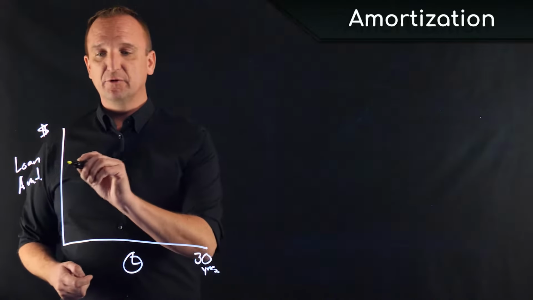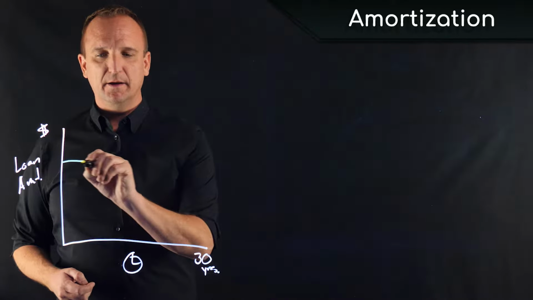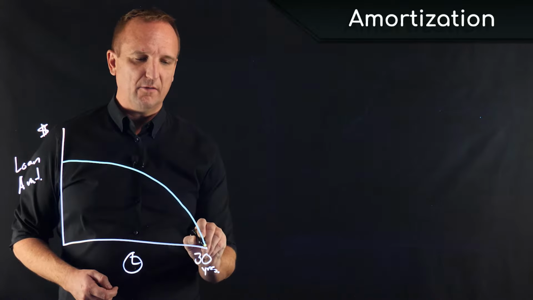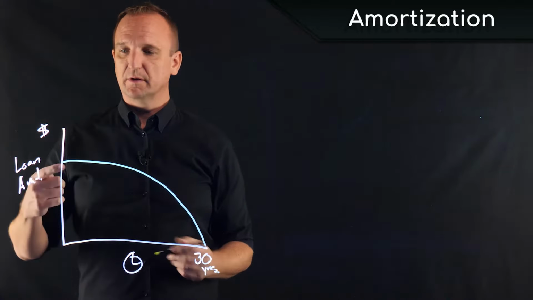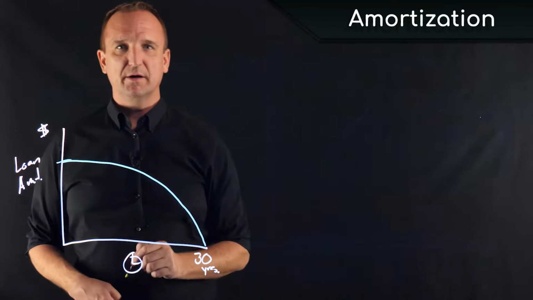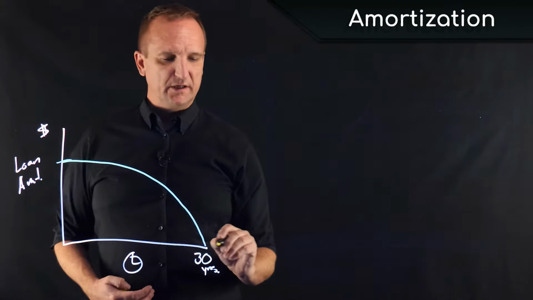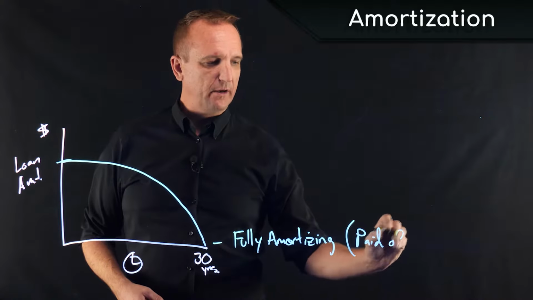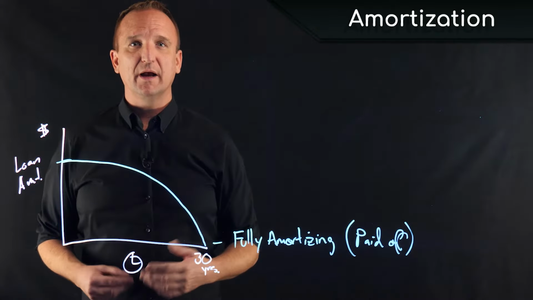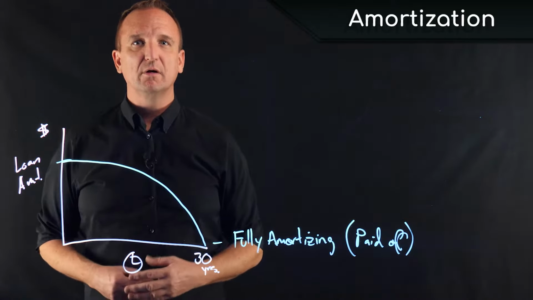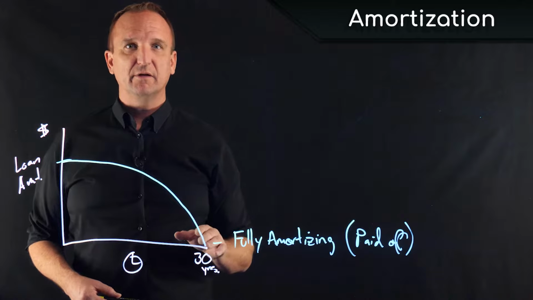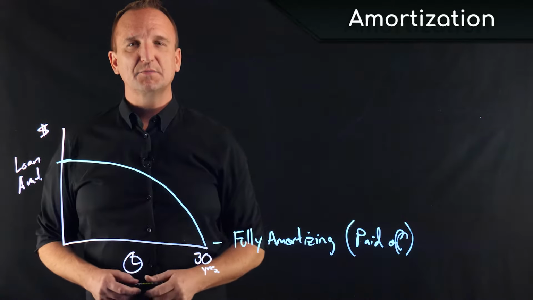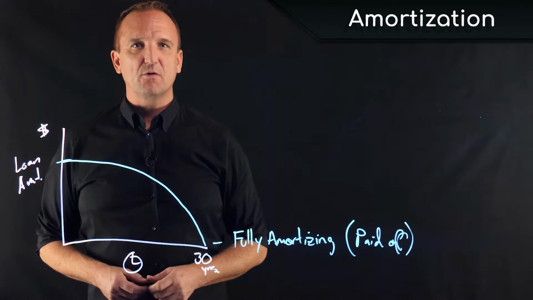Imagine that we have our loan amount and time, 30 years. If a loan is fully amortizing, it is paid off down to zero at the end of the life of the loan. It starts out at whatever the loan amount is, and a fully amortizing loan is paid completely off. The most common example of a fully amortizing loan would be your standard 30-year fixed rate home loan. You have an equal payment every month for the entire life of the loan, and at the very last payment, the loan balance is zero.